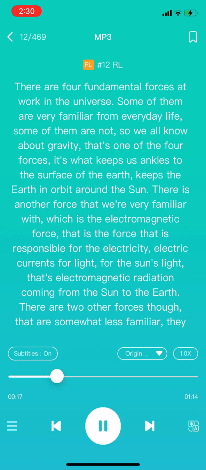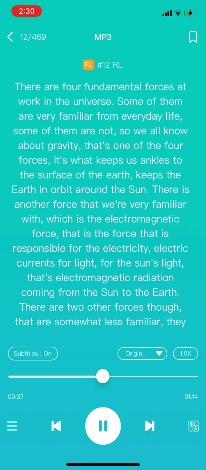There's another force that we're all very familiar with, which is the electromagnetic force. That's the force that is responsible for electricity, electric currents, for light, for the sun's light. That's the electromagnetic radiation coming from the sun to the Earth. There are two other forces, though, that are somewhat less familiar, and they're the nuclear forces.